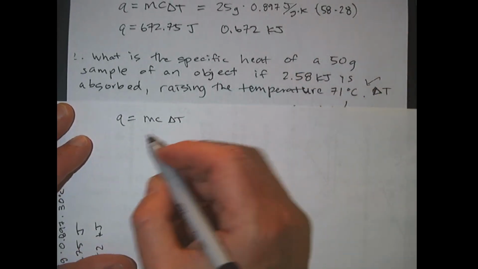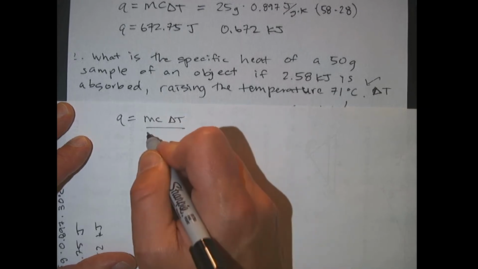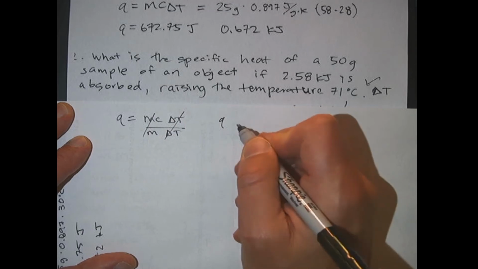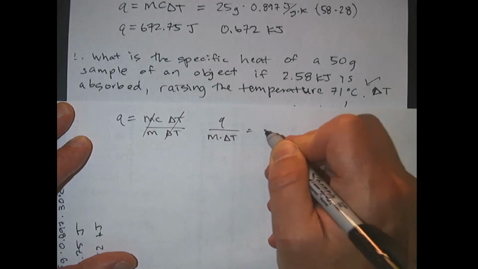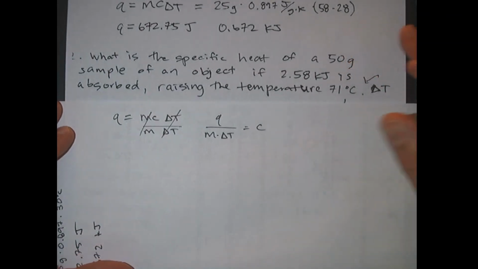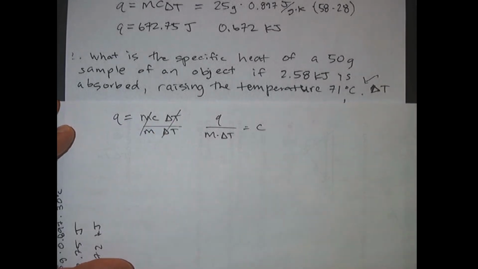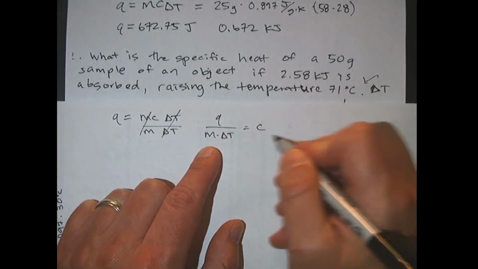Again, it's not bad just to rearrange first. I'm solving for C, specific heat. So I divide both sides by m and delta T. So they cancel out and I get Q over m times delta T equals C. Simple rearranging before you can plug numbers in. It just saves a little bit of time. You don't have to do it that way. You can plug the numbers right into Q equals m times c delta T and then go from there. That's fine.